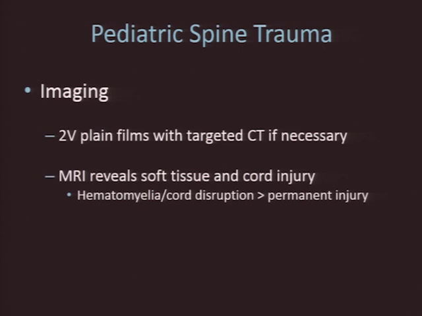So the imaging typically starts with 2-view plain films with a targeted CT if necessary, if we're thinking there's a fracture present. Now the MRI is really the modality that's going to reveal the soft tissue injury and the cord injury, and if we can see hematomyelia or cord disruption, that would indicate a permanent injury for us.